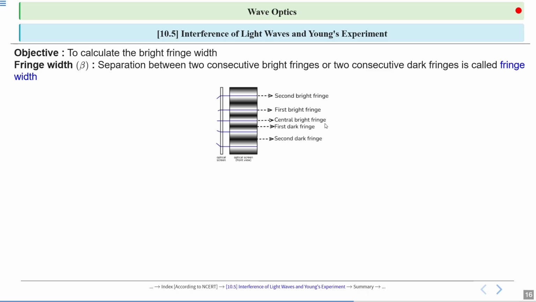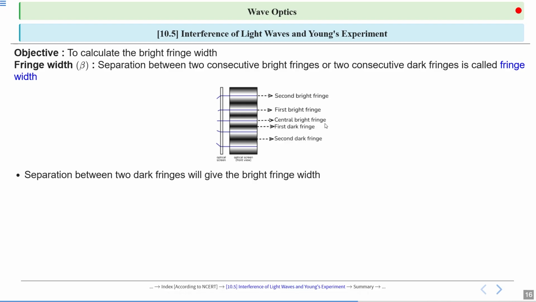Okay, so let's define what fringe width means. What is fringe width? It is denoted as beta. It is the separation between two consecutive bright fringes or two consecutive dark fringes. Notice the image here which visually represents these fringes. The distance between two bright fringes or the separation between two dark fringes is known as fringe width. So now let's focus on the bright fringe width.